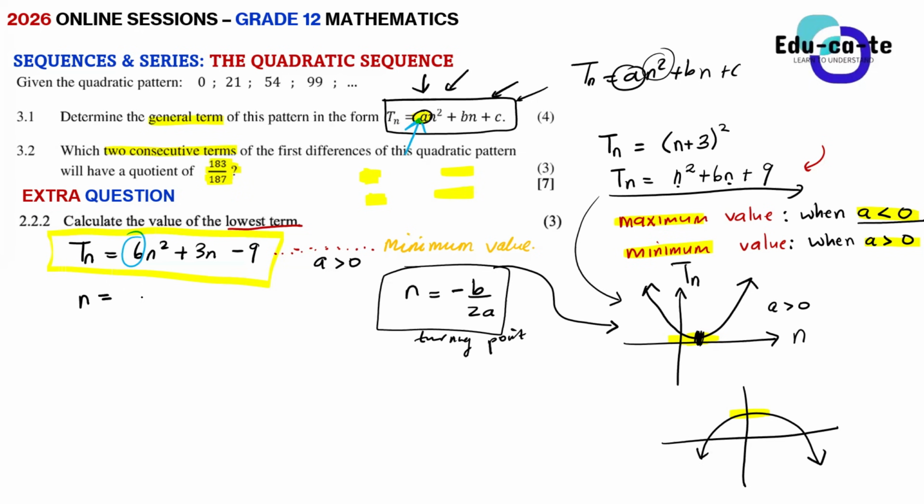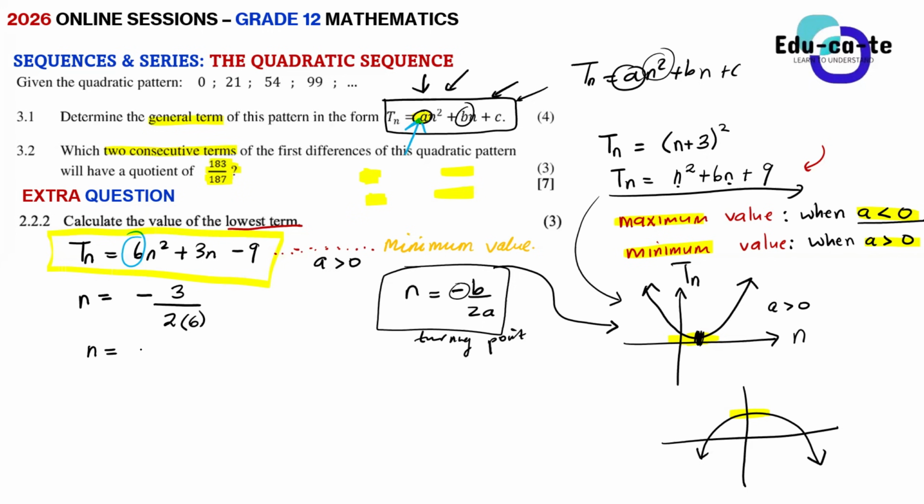So the value of b for this particular quadratic equation, what is it? Negative 3, sir. It is positive 3. This negative is from the formula. And then this is over 2 times what is the value of a? It's 6, sir. Yes, 6. So the answer is negative 1 over 4. Negative what?